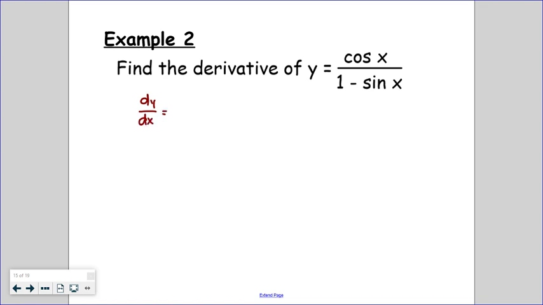Okay, so the quotient rule says that low D high minus high D low: bottom function times the derivative of the top. So the derivative of cosine would be negative sine, minus the top function times the derivative of the bottom. The derivative of the bottom, we can do the derivative of each of those parts. Derivative of 1 is 0 minus, so it'll be a negative derivative of sine. Negative derivative of sine would actually be negative cosine x, right?